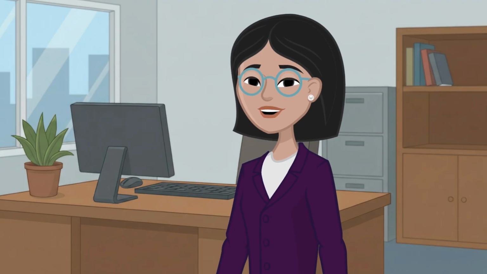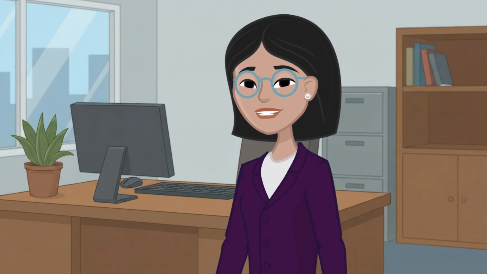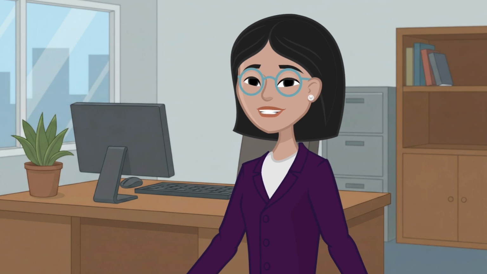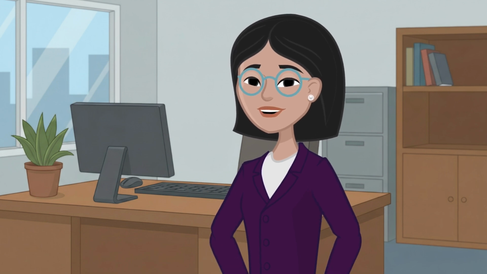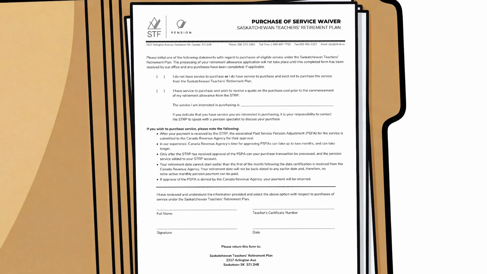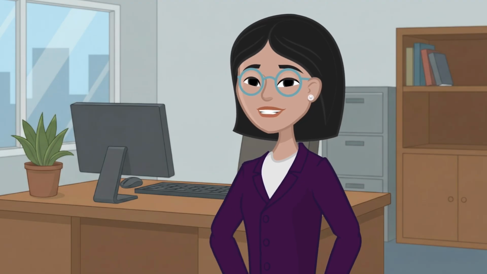Please note that it can take a while for the STRP to prepare the quote if you are interested in purchasing service prior to retirement. So we recommend starting this process at least 6 months in advance, so your retirement is not delayed. After you have made your selection, print your name at the bottom and sign it. Please include your teacher certificate number and the date you are signing the form. That concludes the Package A forms.